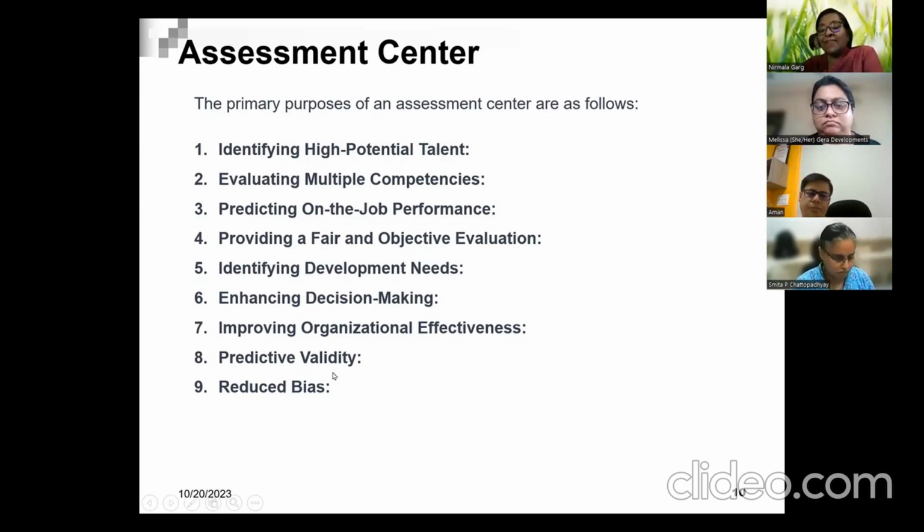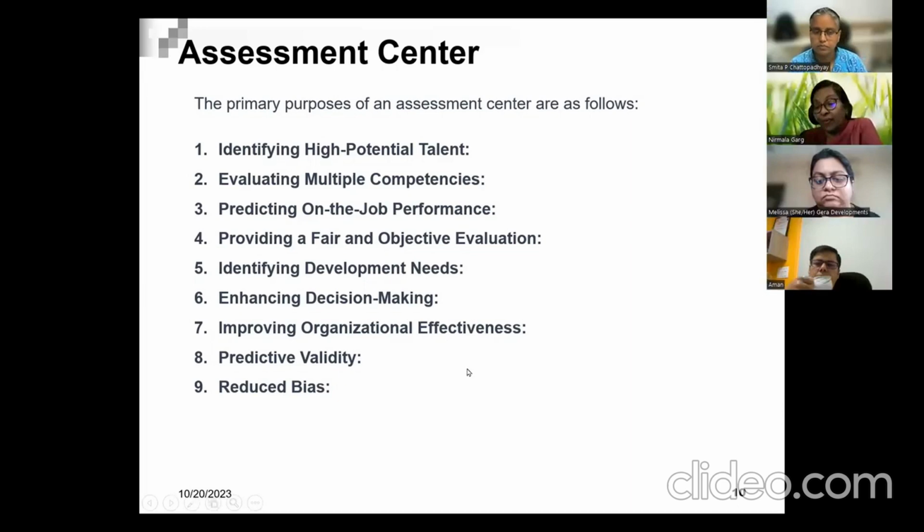Okay. Predictive validity. What does it mean? Predictive validity ensures that the person you take, you can predict performance. So when you take people through an assessment center, it will have a higher rate of prediction as opposed to just an interview, and reduces bias.